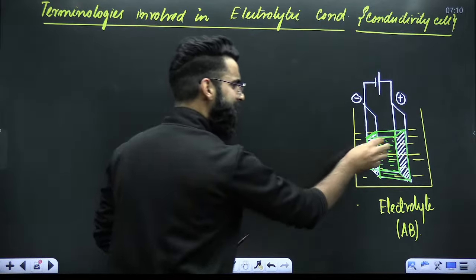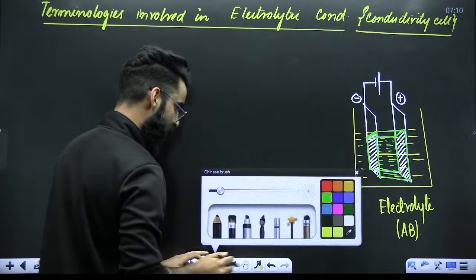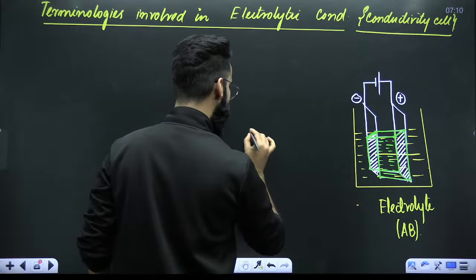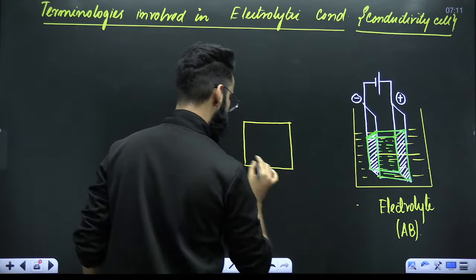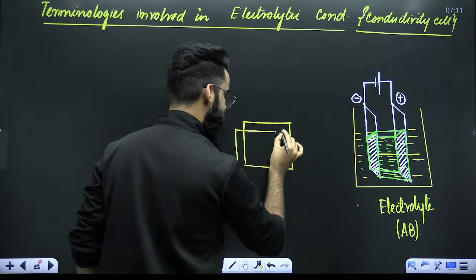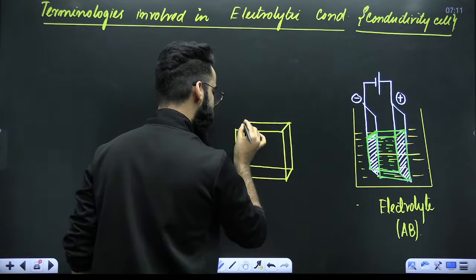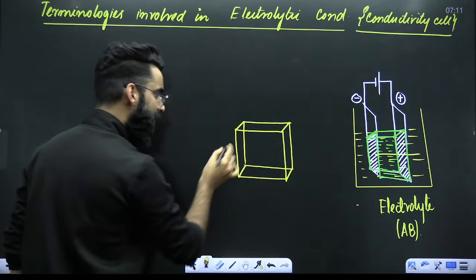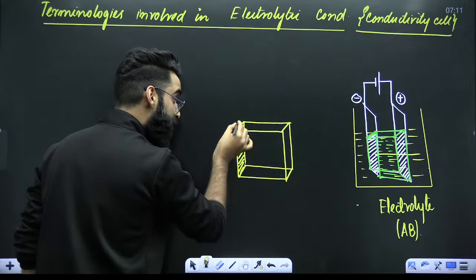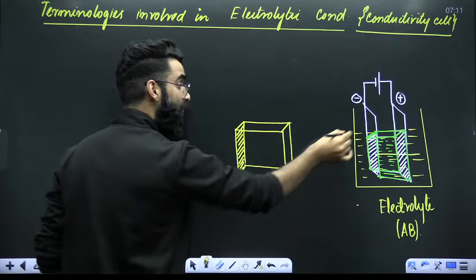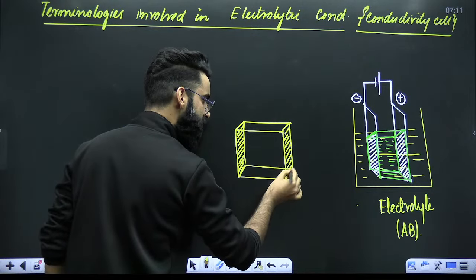Let me take this cube out from the container. Imagine I'm taking this cube out of the container. When I take the cube out of the container, the cube will look like this. I've taken the cube out of the container. The cube is looking like this, right? What is this particular one? It is the part of the plate, the part of the electrode which is inside the solution. This is the part of one more electrode which is inside the solution, right?